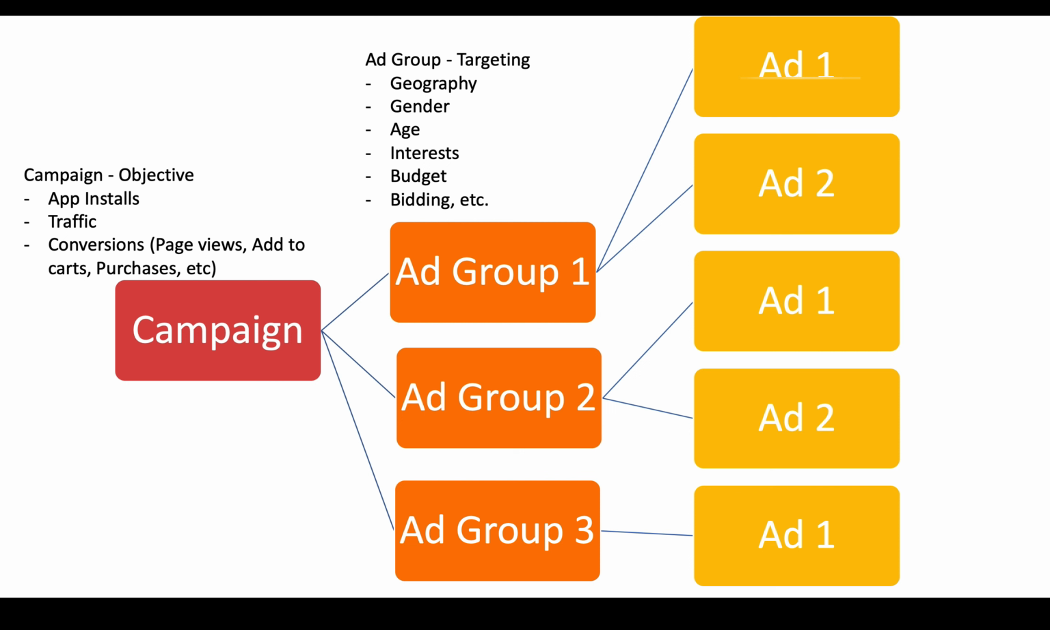So, for example, if I tell TikTok that the objective of my campaign is conversions and purchases, now I select the geography, gender, age, interest, budget. Budget, I can tell TikTok that I'm willing to give you 2,000 rupees for each day, and my cost per conversion should be 100 rupees. That is what my budget is, that I want to spend. My bid is.